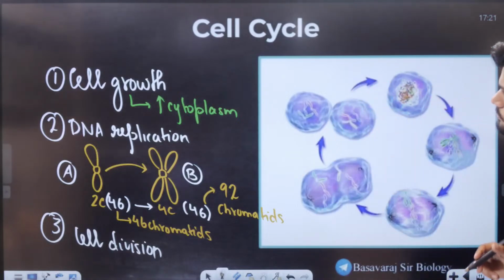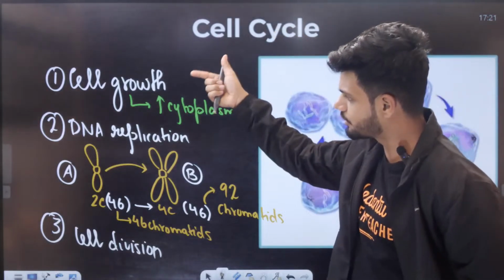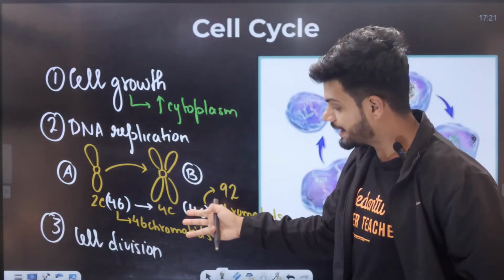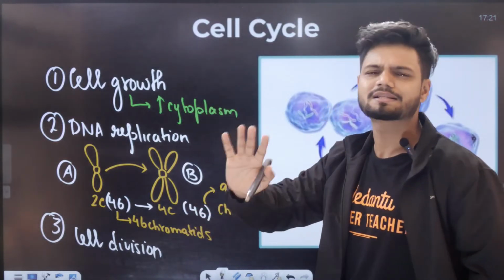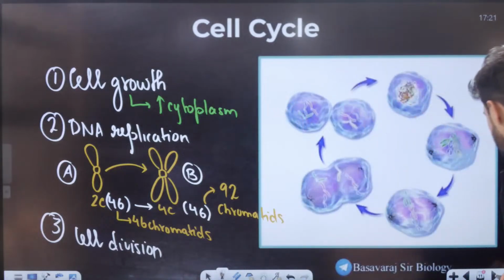So the cell cycle has three parts: cell growth, DNA replication, and cell division. Three main parts. Simple as it gets.